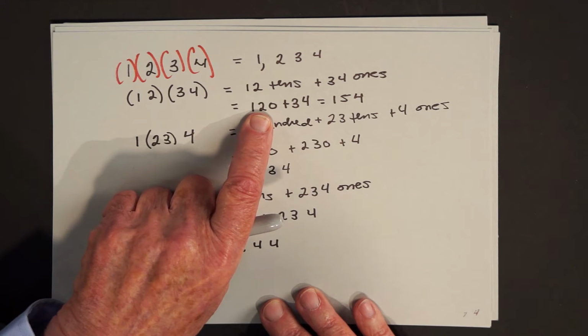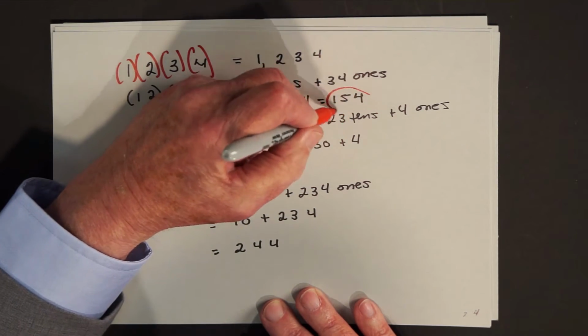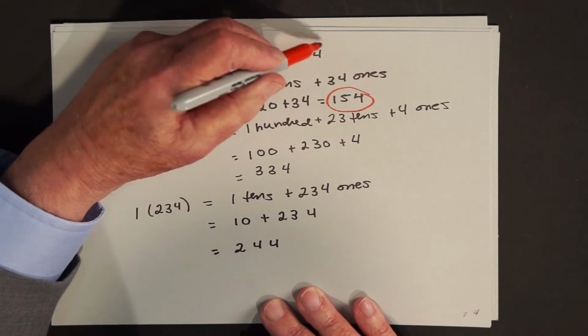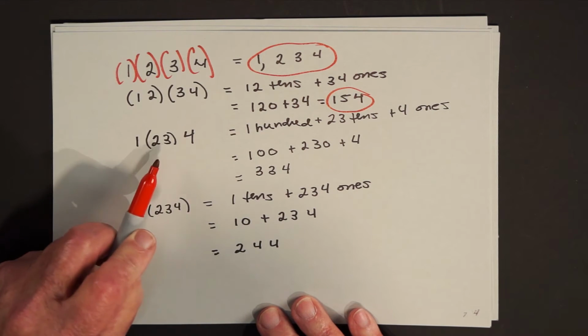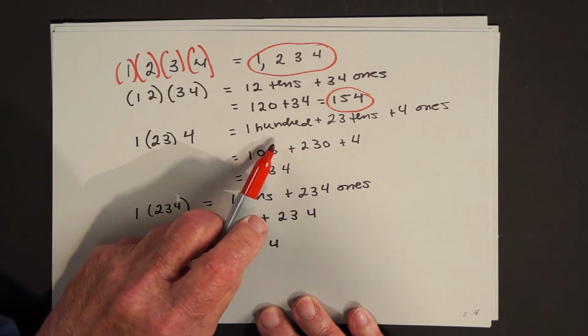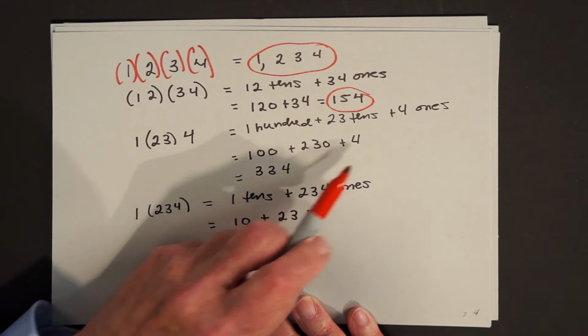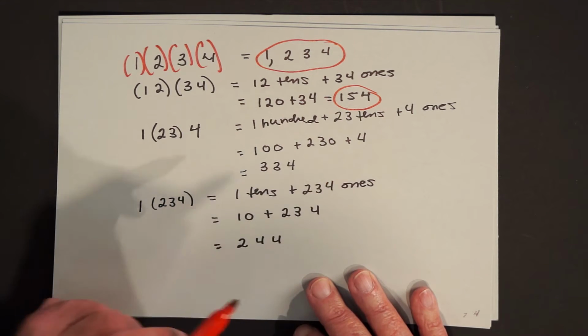12 tens is 120. 34 ones is 34. Now the number would be 154. Or you could have said, what if I had 4 ones, 23 tens, and 100? You'd have 100. 23 tens is 230. 4 ones is 4. You'd have 100 plus 230 plus 4.